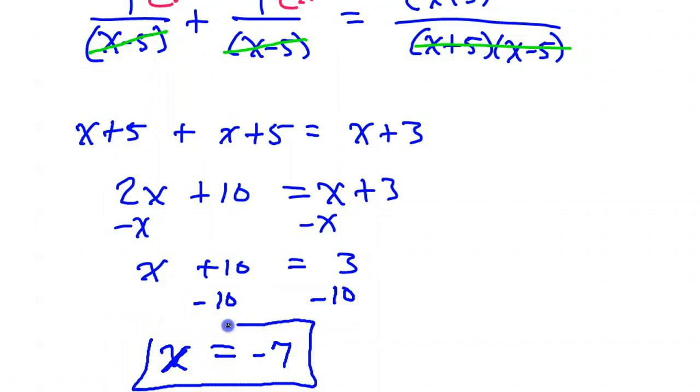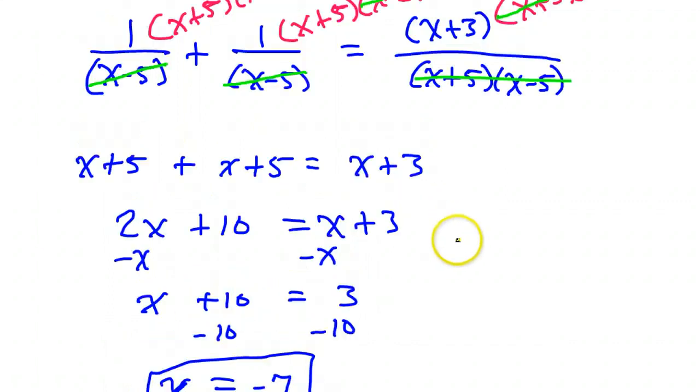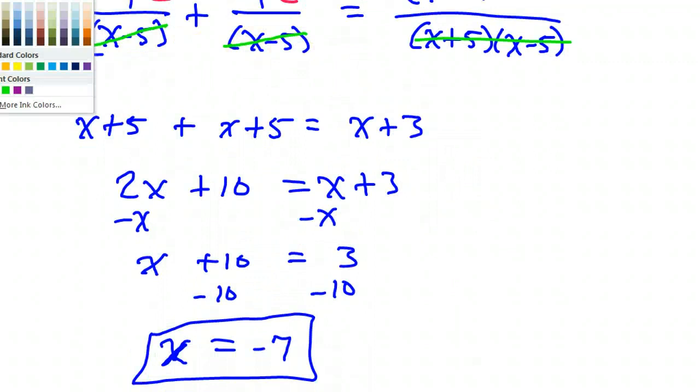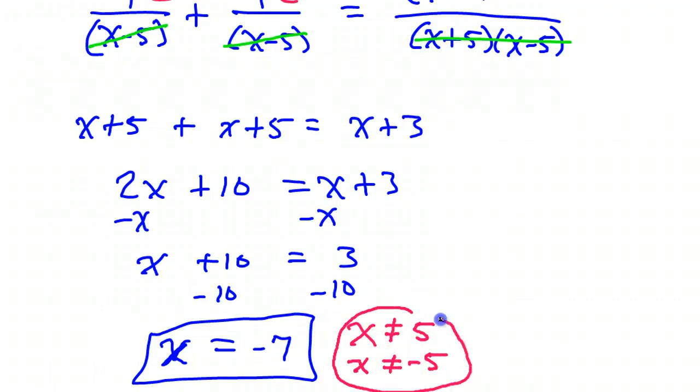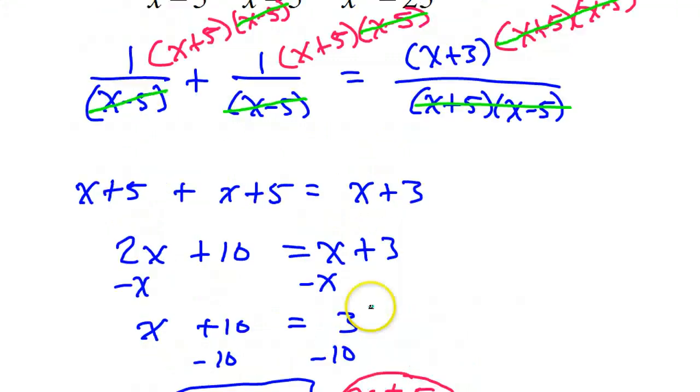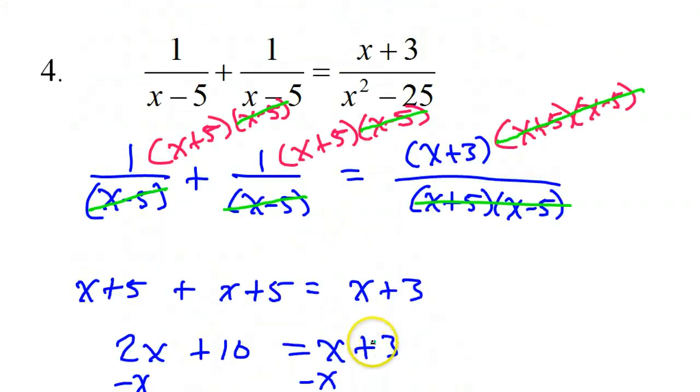Okay, so unless that is a restricted value, that should be my answer. But looking back to the beginning, the restricted values are x cannot equal 5 because of these. X cannot equal negative 5 because of these. Alright, those are the restrictions. So that's the answer for number 4.